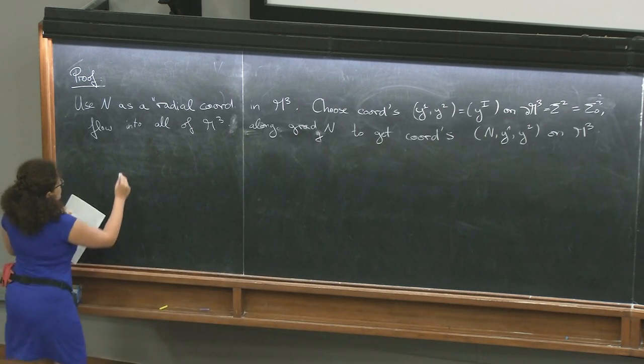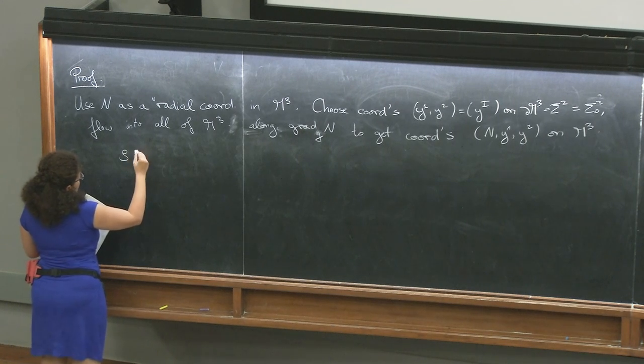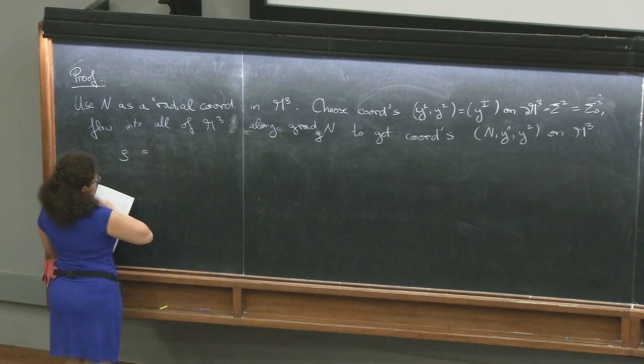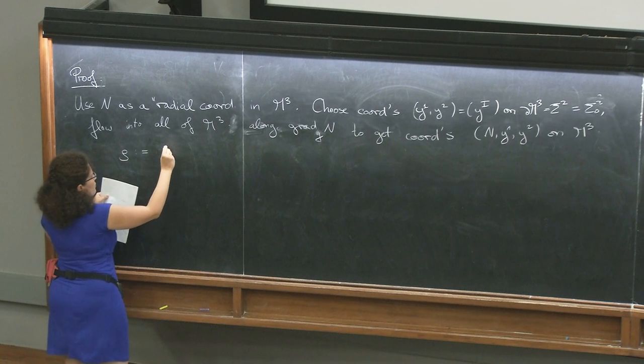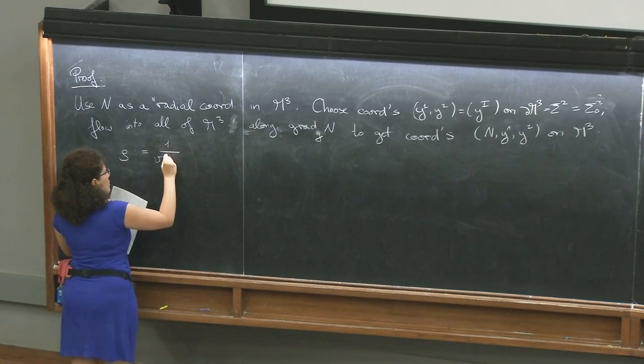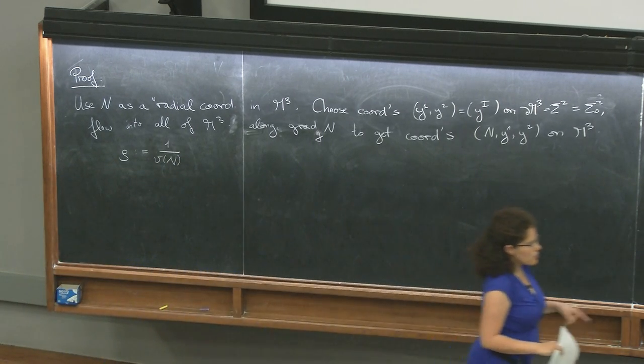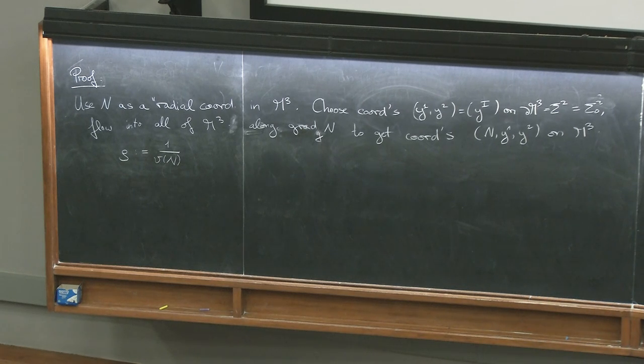And let's introduce one more name. Let's introduce a function rho to be a function on M3 given as 1 over the normal derivative of n. So it's a little bit stupid. I drew the picture right over there, so I have to walk back and forth all the time.